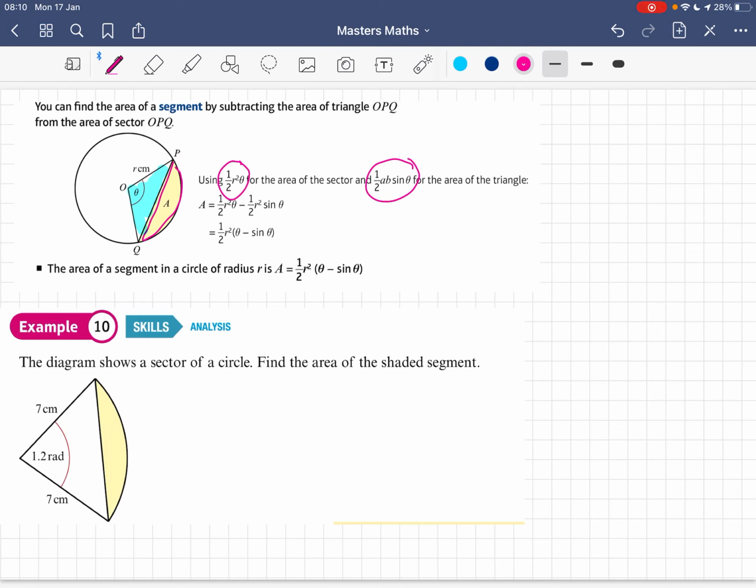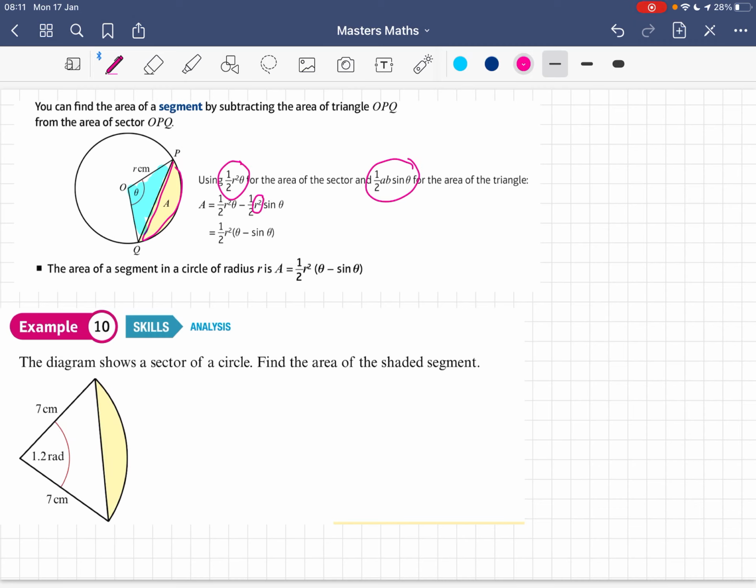It's just a basic trigonometric formula which works out the area of a non-right angled triangle where you don't know the base and the height. So half ab sin theta. Now again, because a and b in this type of question are both going to be radiuses, because we're looking at a circle, that ab becomes r squared. So that's where the r squared comes from. And we're subtracting those two things from each other.